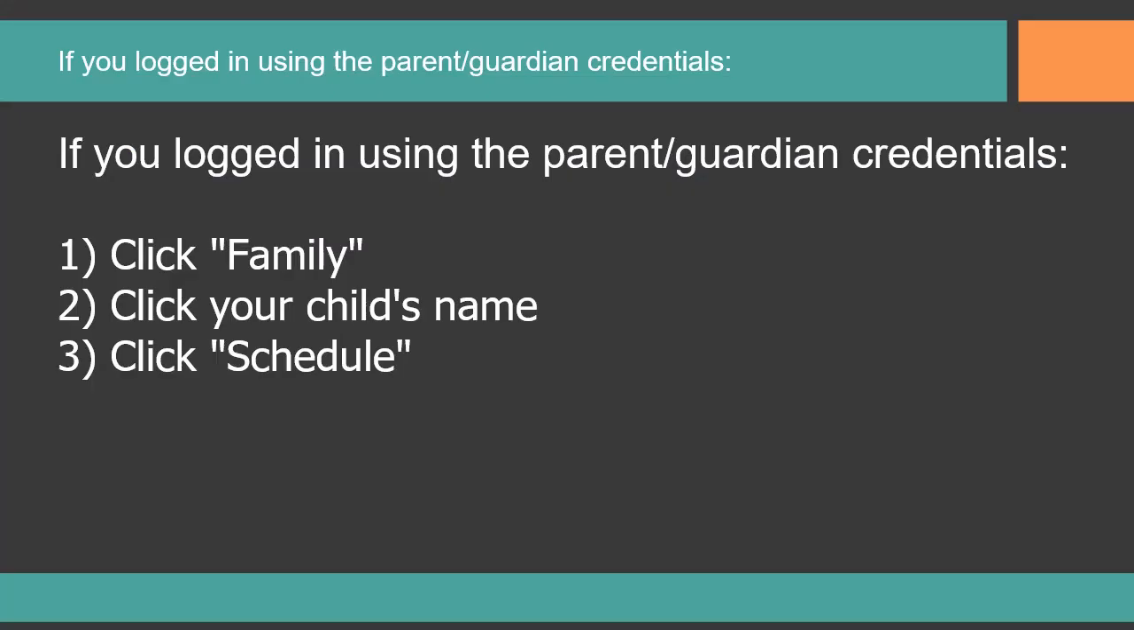If you logged in using the parent's or guardian's credentials rather than the child's credentials, then the way to see the schedule is to first click on the link that says Family, then click on your child's name, and then click on Schedule. And that will also take you to your child's schedule, as you saw in the previous screen.